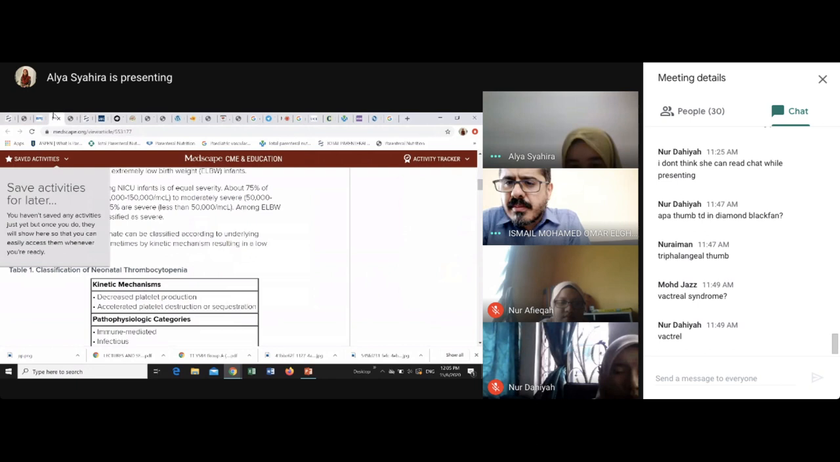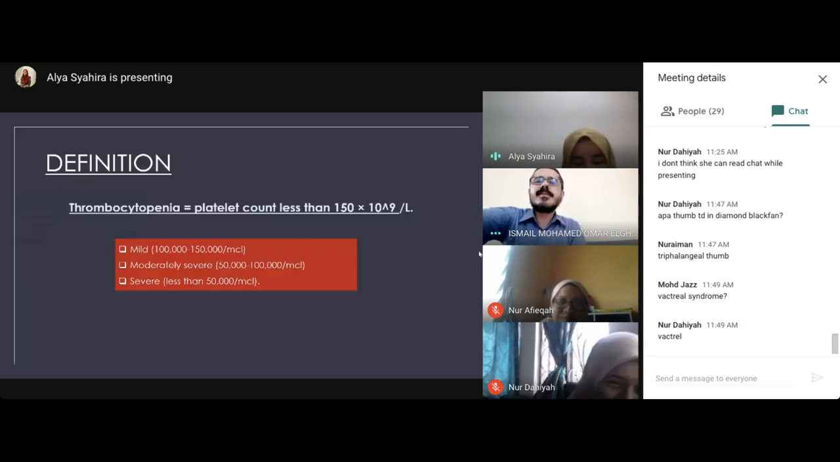Platelet is a non-nuclear cell. As you all know, it is involved in primary hemostasis. Platelets develop from megakaryocyte progenitor cells, and production is stimulated by thrombopoietin. The mature megakaryocyte then generates and releases platelets into the bloodstream. The usual half-life of a platelet is 7 to 10 days.